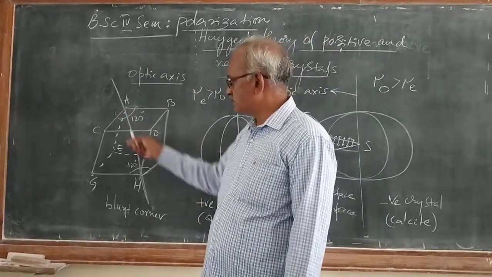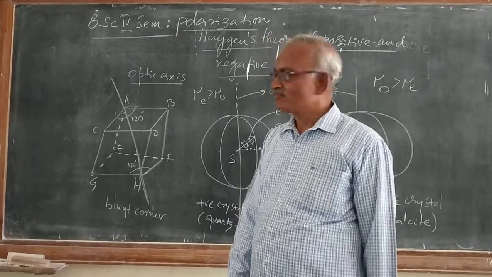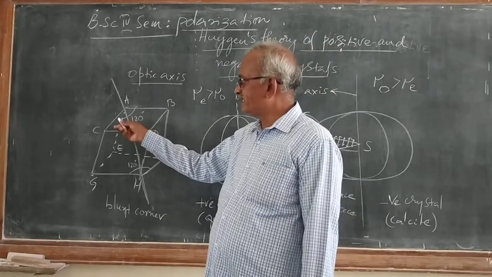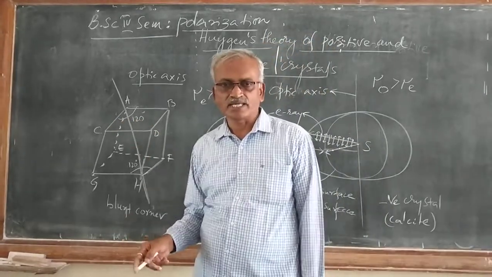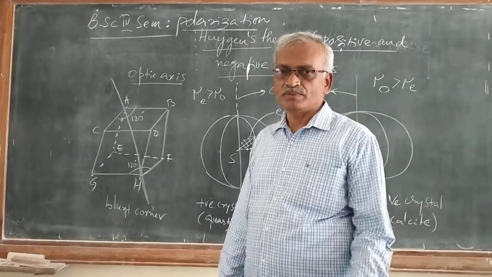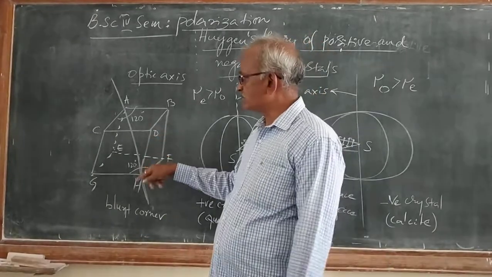So this is the cubic structure. Here there is a slight difference. It's not 90 degrees; the angle should not be 90. For the cube, it may be 90. It is not similar to the cubic crystal.